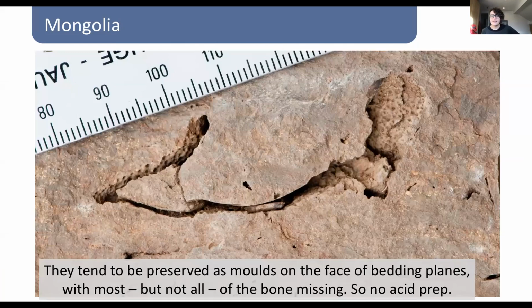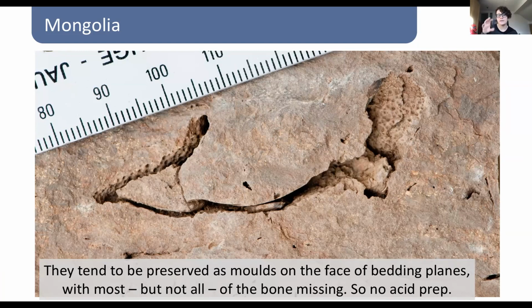In particular, they tend to be preserved as molds on the face of the bedding plane. So what you see here is where the bone would originally have been, but it's now dissolved out. This means that you can't dissolve the rock, because if you dissolve the rock, you dissolve any trace of where the fossil would have been. And because the rock is very hard, much harder than any remaining bone, you also can't mechanically prepare it. But eventually, after trying a few things, we discovered that CT scanning works really well.